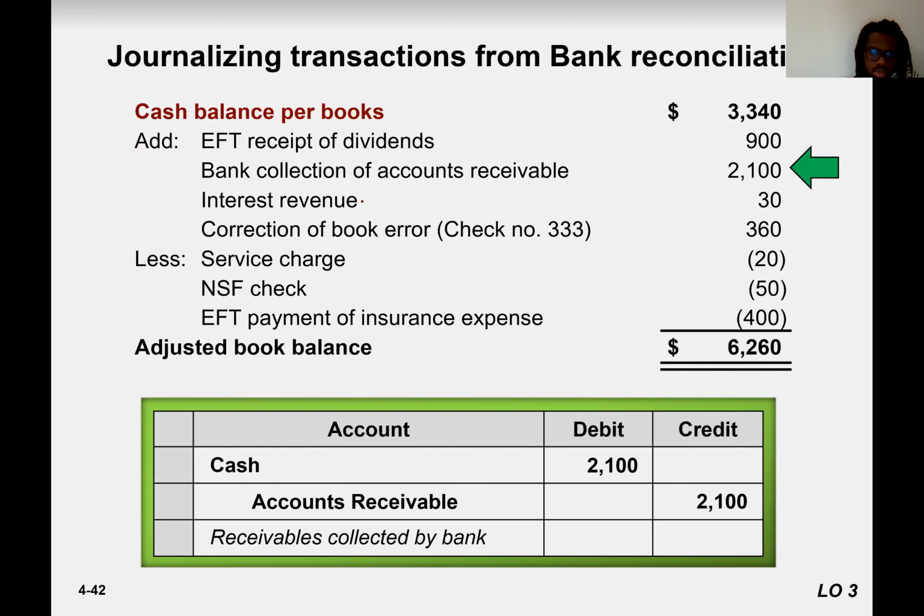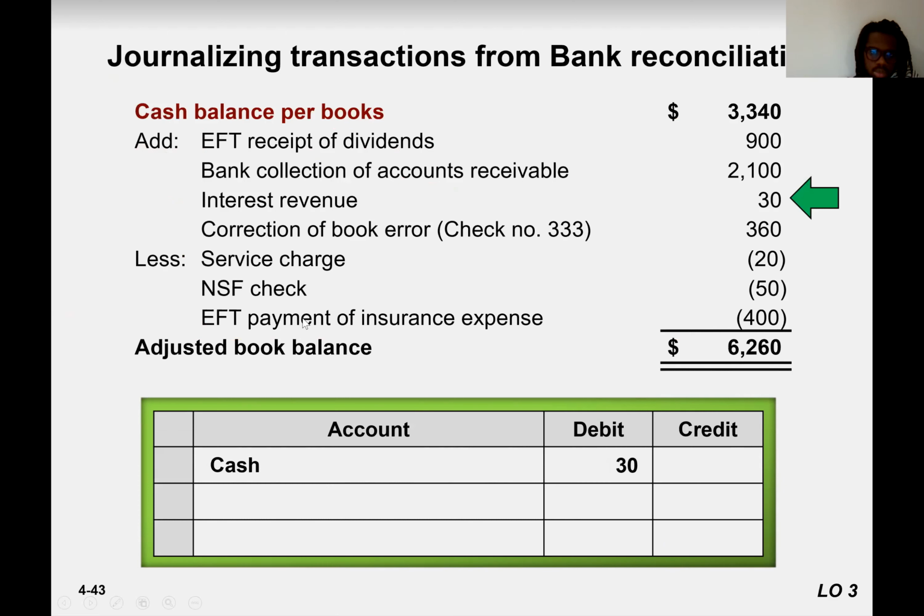How about interest revenue? Interest revenue, we receive revenue. It's not interest payment, it's receive revenue. Cash increase, interest revenue also increase. So cash to interest revenue. Debit credit logic is there.